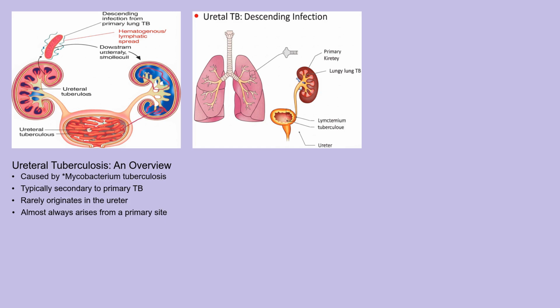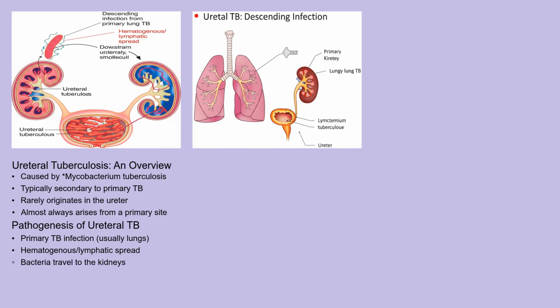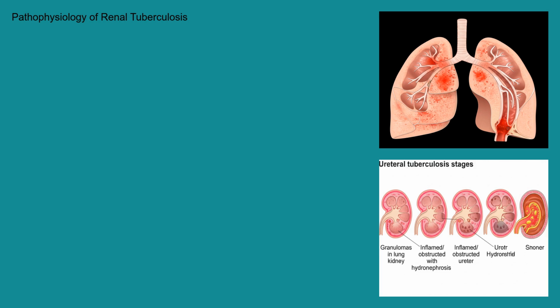The bacteria then travel through the bloodstream and lymphatic system, eventually settling in the kidneys. From there, the infection extends downwards, affecting the ureters. So, the root cause is always a Mycobacterium tuberculosis infection, but the ureteral involvement is usually a downstream consequence of the primary infection site. Now let's delve into the pathophysiology, or how this disease progresses within the body.